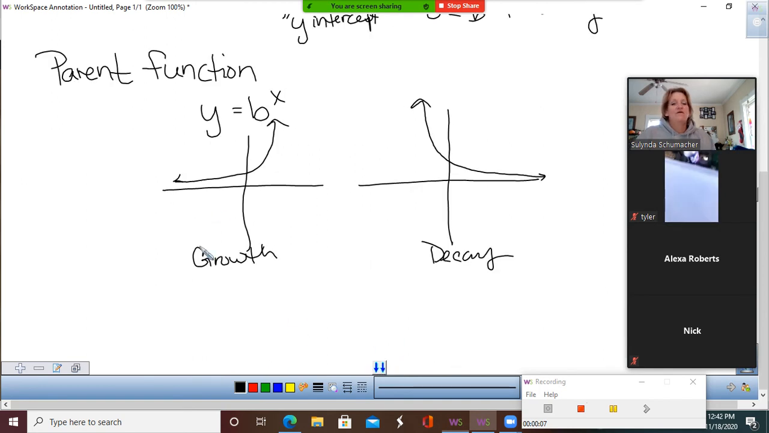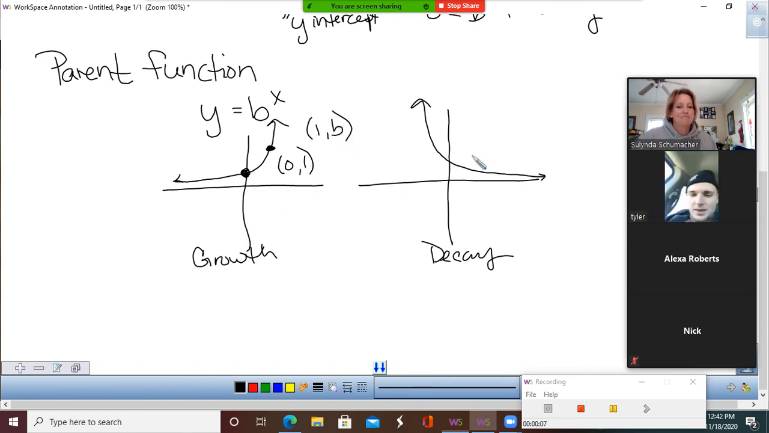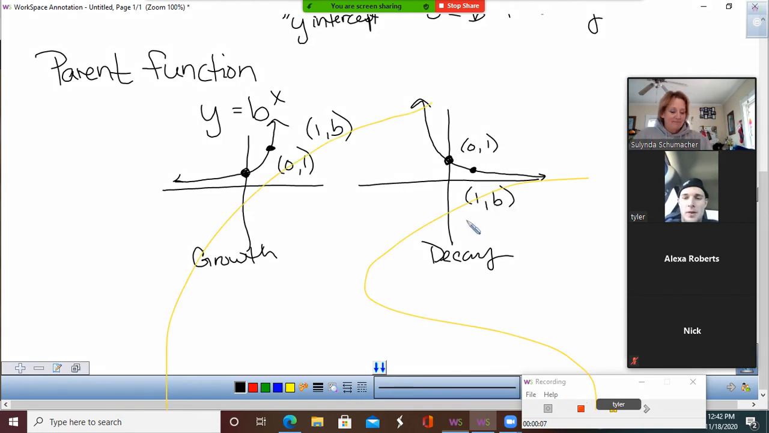Each of these has two very important points. Just like when we talked about graphing lines yesterday, it had 2 points. Exponentials have 2 points. This one is the point (0, 1), and there's one more point over here, which is going to be 1 and then whatever the base is. Same thing here. This point is (0, 1). And then there's a point here, which is 1 and whatever the base is. There are two options. All right.